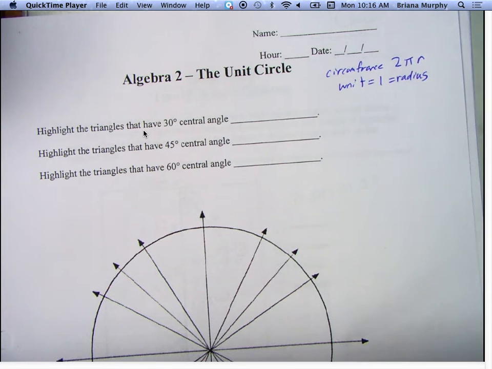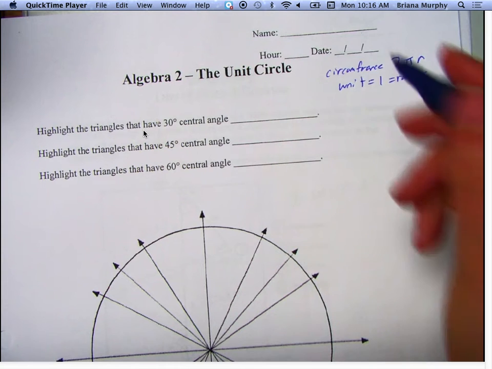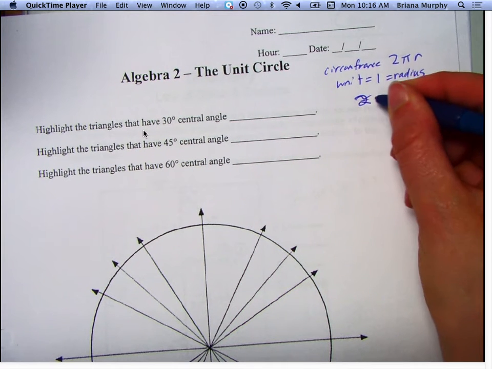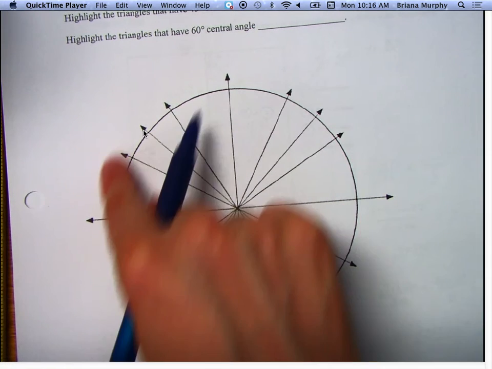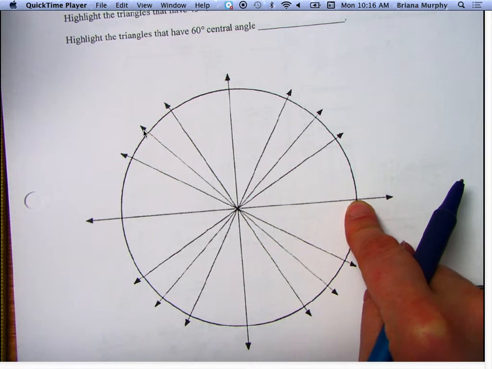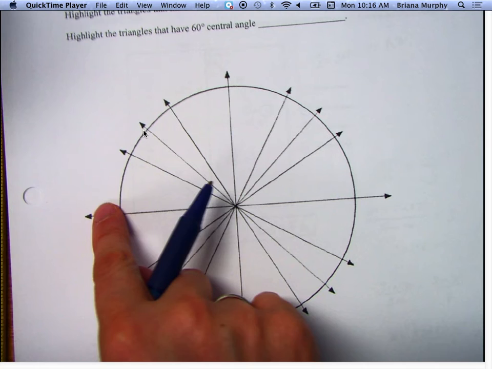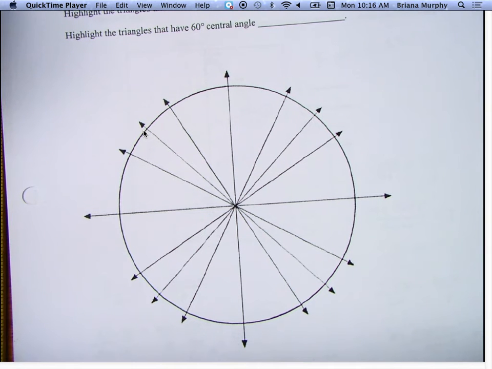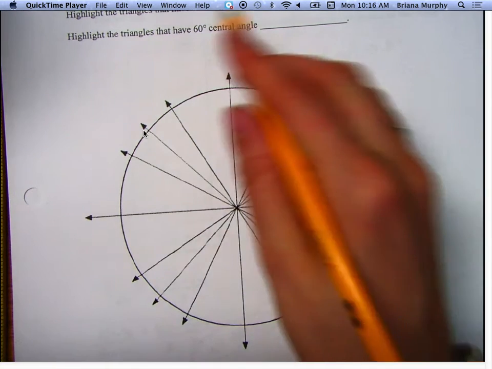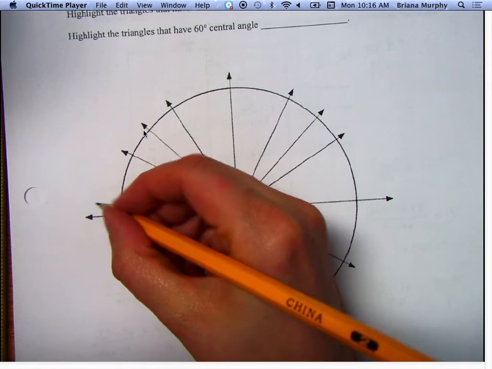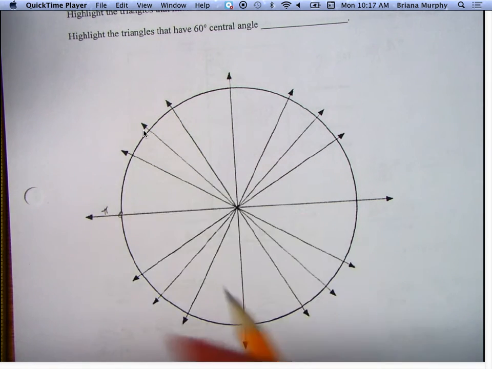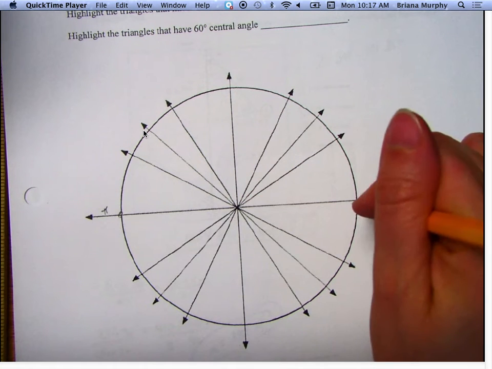So, if I went all the way around the circle, it would be 2 pi, right? So if I went from here all the way around, it's 2 pi, right? Because my radius is 1. So far, so good? Okay. So what would this be? If I went halfway there, it would be what? If all the way around is 2 pi, then right here is just pi, right? And what's half of 360, guys? 180.